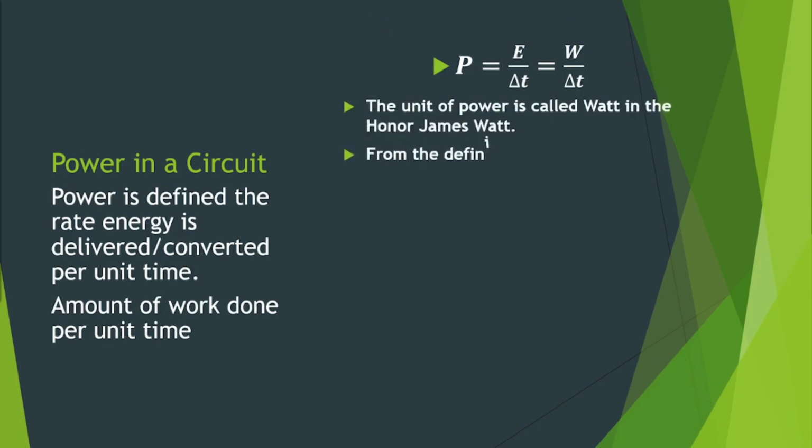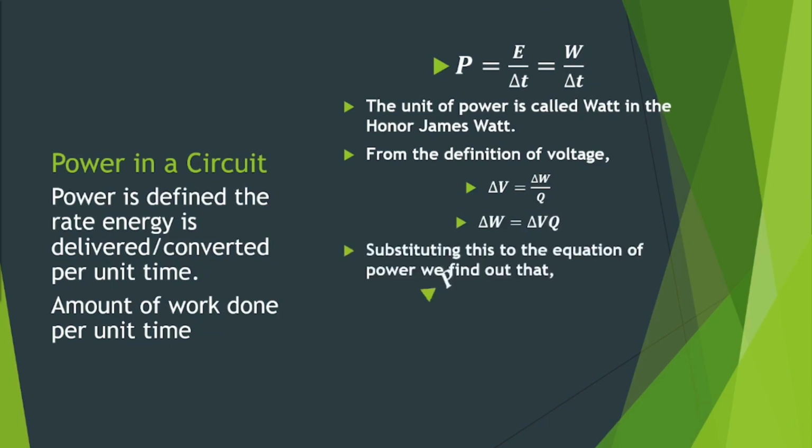We can use the definition of voltage to find the amount of work done per unit charge. We see that the change in work denoted by delta W is equal to delta V times the charge Q. Substituting this to the equation of power, we find out that power P is equal to delta V times delta Q over delta T. This is equal to P is equal to V times I, or P is equal to I squared R.